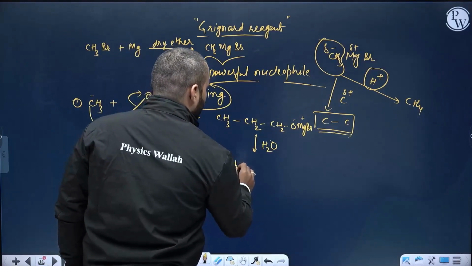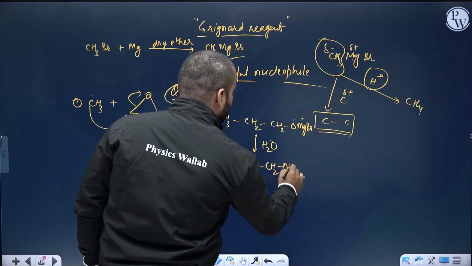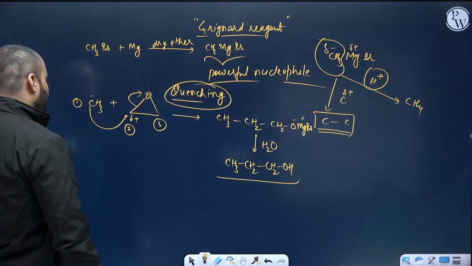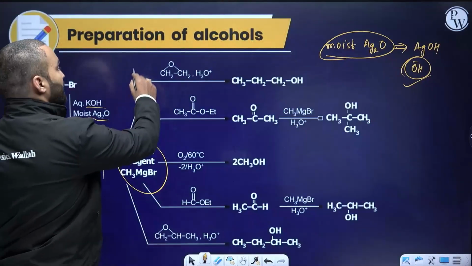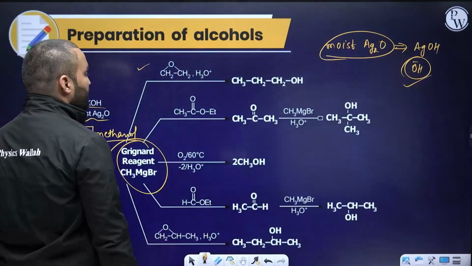Quenching, we add water. This bond will be formed now. What is this molecule going to be called? CH3, CH2, CH2OH. This is an alcohol we intended to make. Understood? So reaction number 1 is done with the help of epoxide. Now we are going to do a reaction with an ester.